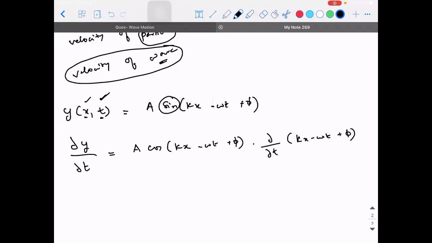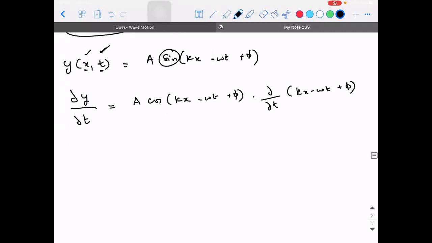In the kx minus omega t plus phi, which is variable and which are constant? Minus omega t is a variable. kx is a constant and phi is a constant. So what will your answer be? Minus A omega, yes, cos of kx minus omega t plus phi. If you observe, it is something similar to what you get in simple harmonic motion also. So this is the velocity of the particle. I hope this is clear. So let this be equation number 1.